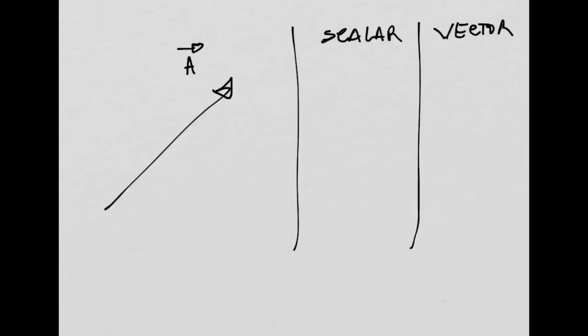For a scalar, we only have the intensity or the value. Okay, let me see if I can write better, sorry. For example, if you have a velocity vector, the scalar of the velocity is going to be its value or the speed, right?